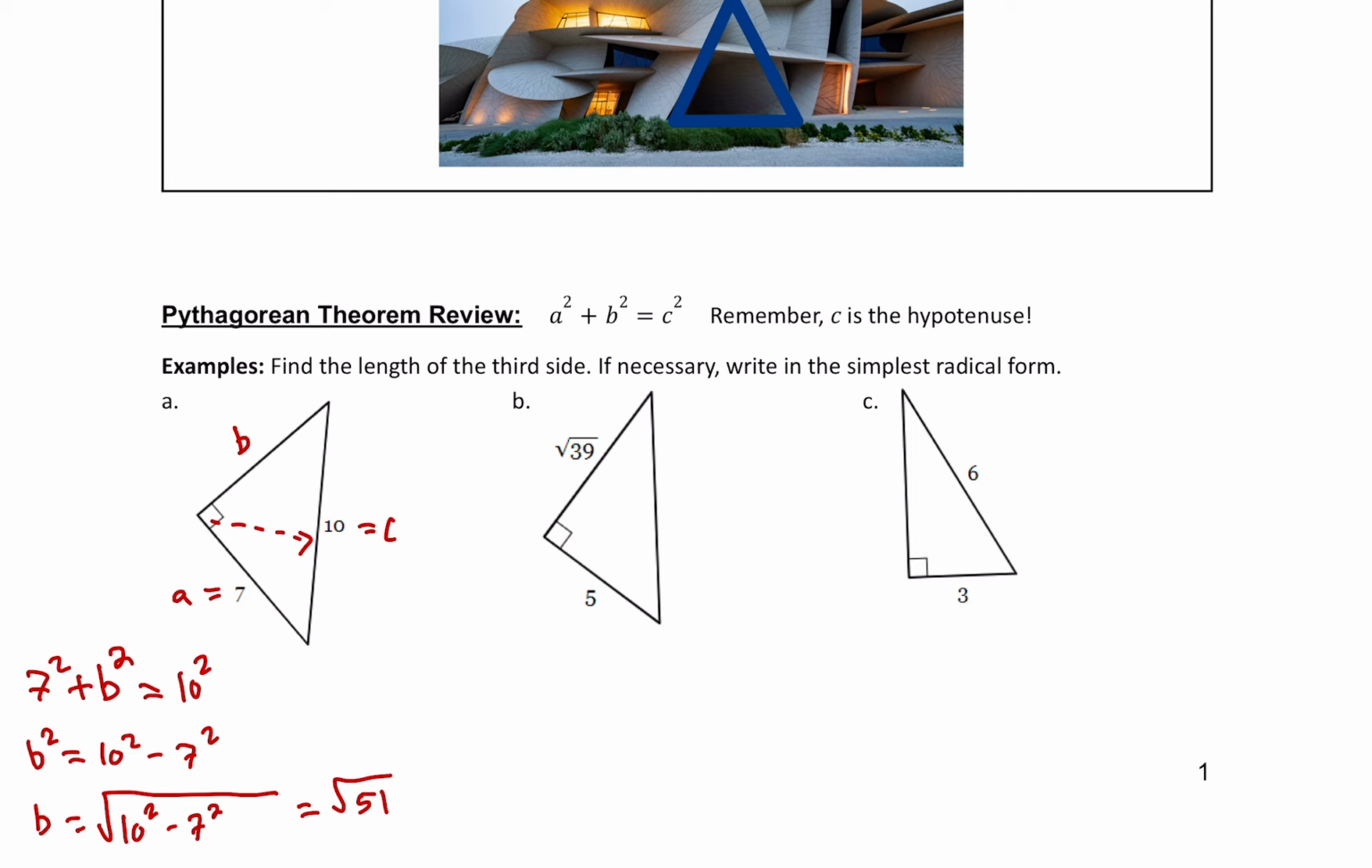Now take a second to try to do this on letter C. We're going to skip B. Try to do this on C. You should end up with 3 square roots of 3 as your answer.